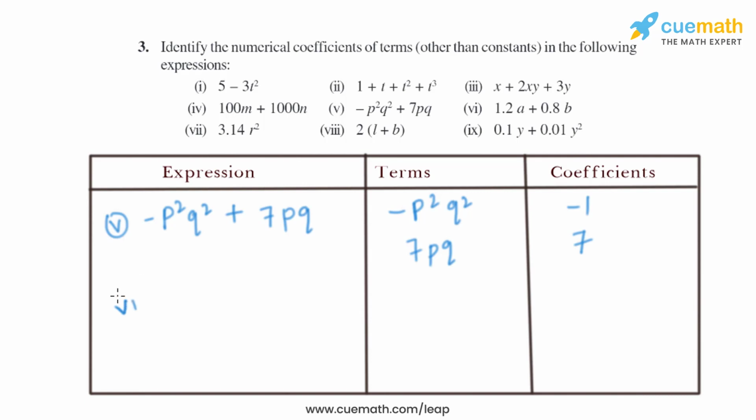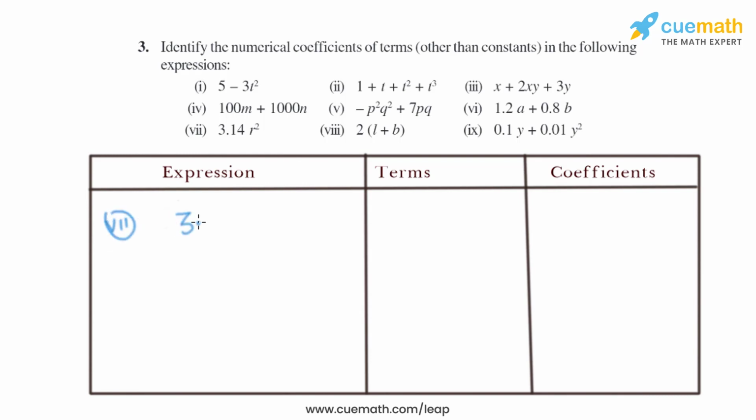In the sixth part, the expression that is given is 1.2a plus 0.8b. So the terms are 1.2a and 0.8b. As a and b are variables over there, the coefficients will be 1.2 and 0.8. Now let's move on to the seventh part. In the seventh part, the expression that is given is 3.14 r square. So the term is basically the same, 3.14 r square. As r is a variable and 3.14 is a constant by which we are multiplying, 3.14 will be the coefficient of that. Let's move on to the eighth part.